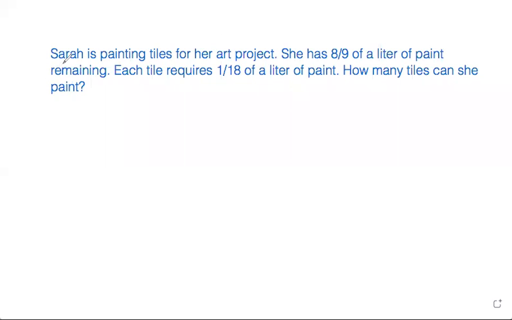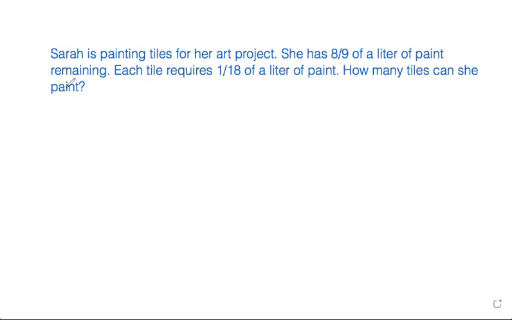Okay, so this problem says Sarah is painting tiles for her art project. She has 8/9 of a liter of paint remaining. Each tile requires 1/18 of a liter of paint. How many tiles can she paint?